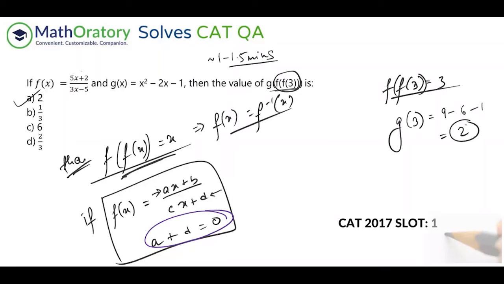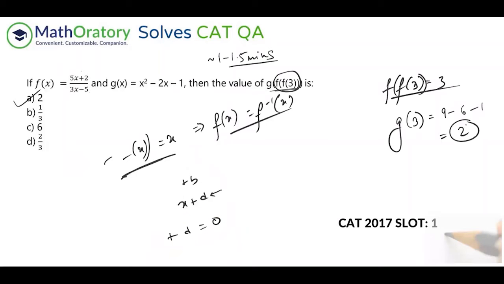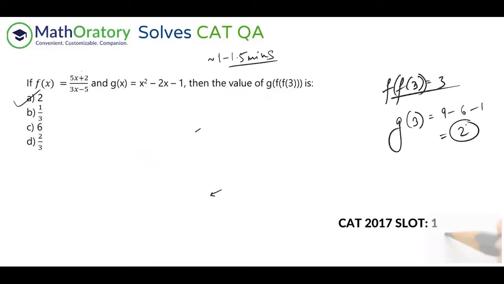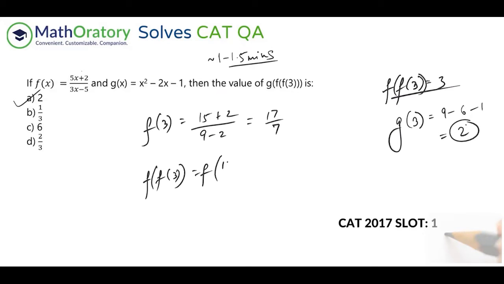Even if you don't know this, let me take this off. If you want to evaluate these kinds of nested functions, always evaluate from the innermost part. So first evaluate f of 3. That would be 5 into 3, 15 plus 2, by 3 into 3, 9 minus 2, so that is 17 by 7. Now, this is the one that will be a little calculative. So f of 3 is effectively f of 17 by 7.